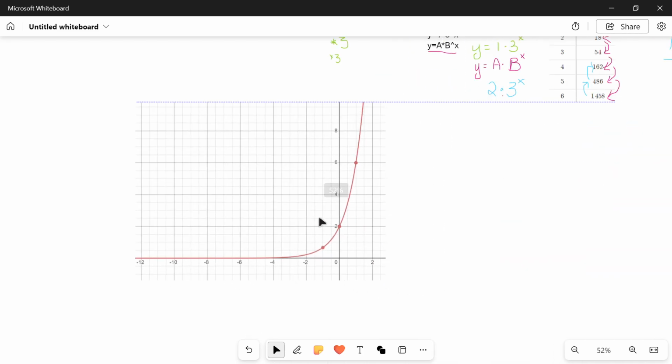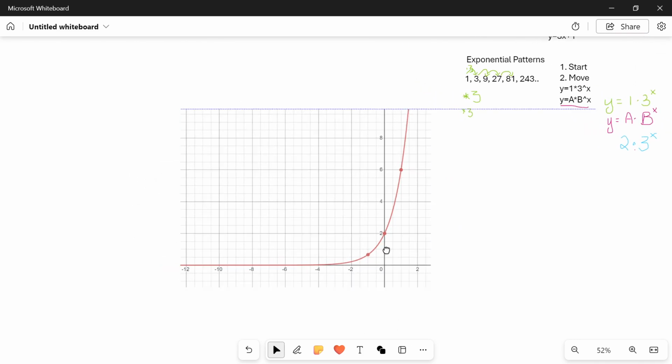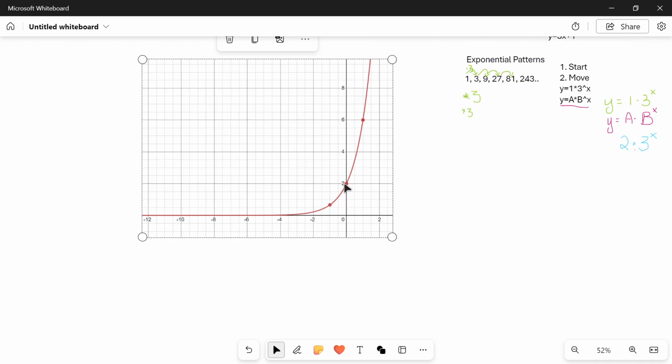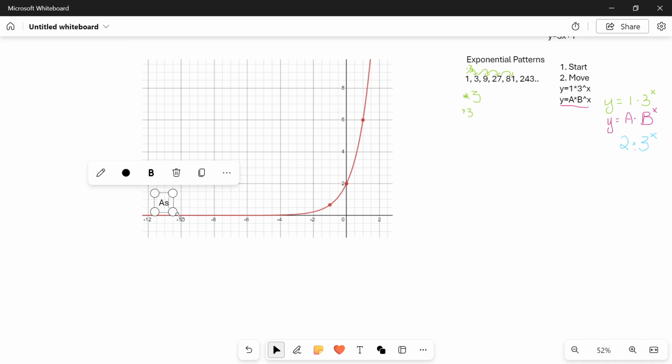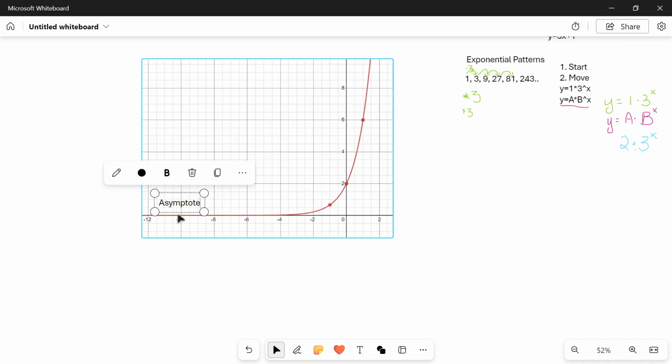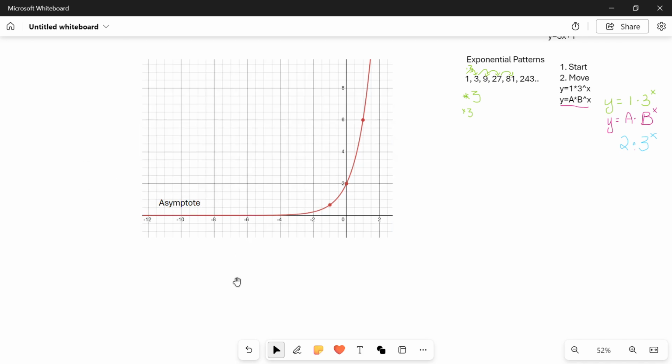This is an image of that same function. Notice that at 0, it starts at 2, and then it goes up to 6, and then it keeps going up. And it has a curve to it, and then it flattens. And this flattened part is called the asymptote, A-S-Y-M-P-T-O-T-E. That is the asymptote. Okay, that is an overview of our exponential patterns, and I will leave it up to you to get going on some work.